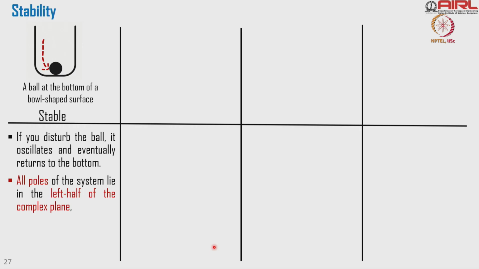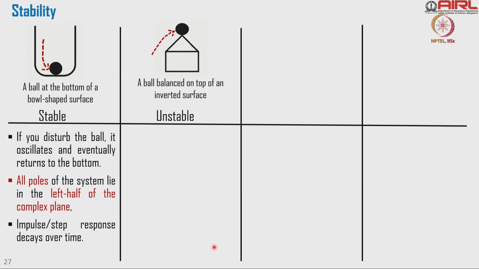If all poles lie in the left half of the complex plane, that is, to the left of the imaginary axis, then I can say the system is stable. I look at the step response and how the response decays over a period of time.